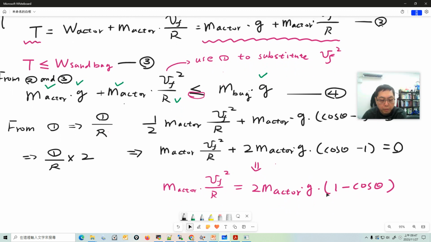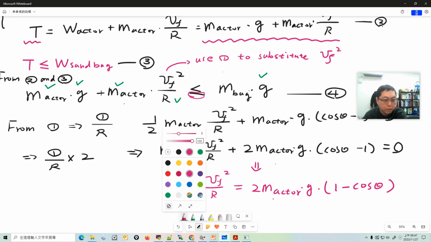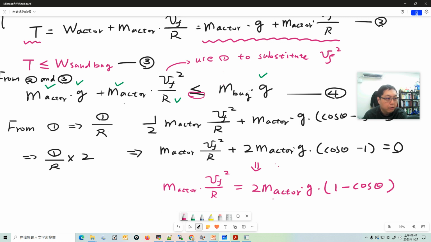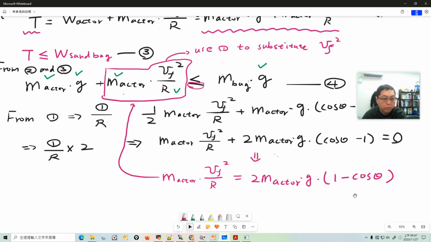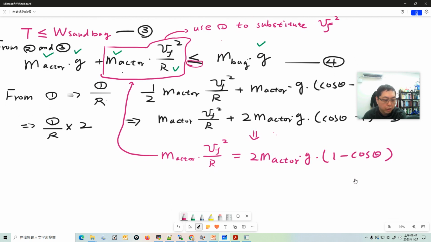So I get this equation right now. So I can replace this term. Okay, did you see that? I can replace this term in 4. I can put this term in 4. So I should say I call this 5.